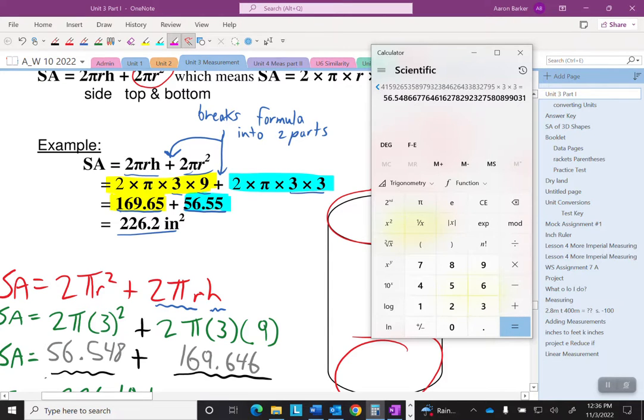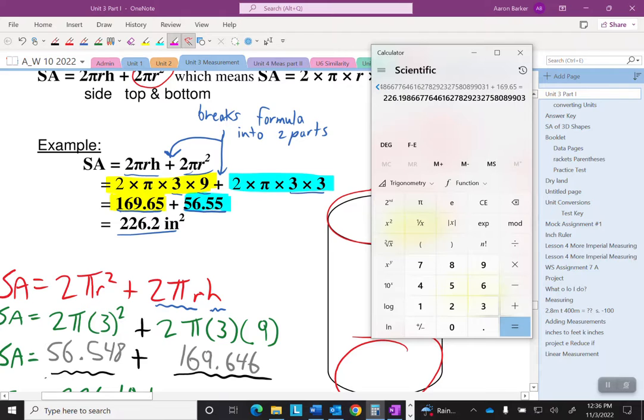And you get 56.55. Okay. Add them together. So now they have this first answer. I'll just go plus 169.65 equals 226.19, and they rounded 226.2. Okay. Final answer is 1 decimal. You'll be fine. Okay.